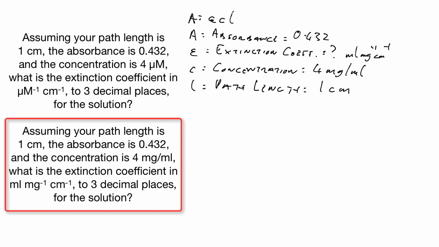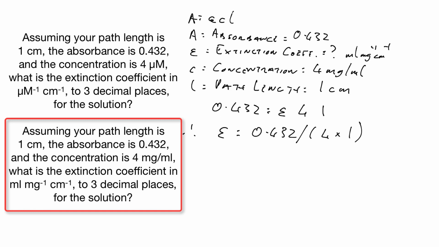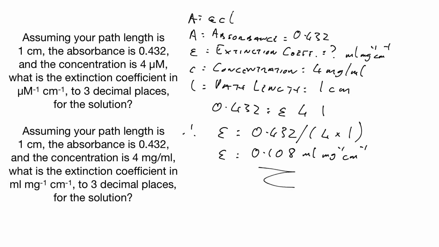If we substitute these values into the equation, we get 0.432 is equal to the extinction coefficient multiplied by 4 multiplied by 1. Therefore, if we rearrange for the extinction coefficient, we get 0.432 divided by 4 multiplied by 1. And this gives us a value for the extinction coefficient of 0.108 mL per mg per centimetre. And that is it. That is how you calculate the extinction coefficient when you know the absorbance, the path length and the concentration of a sample.